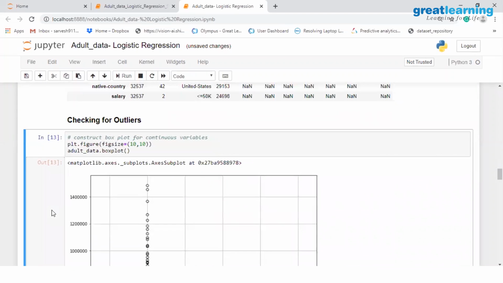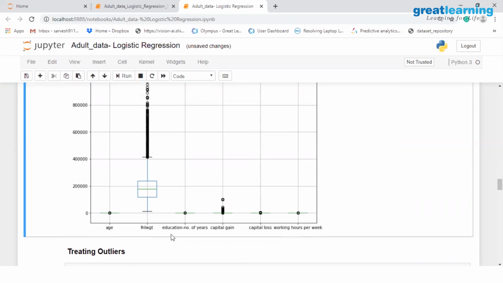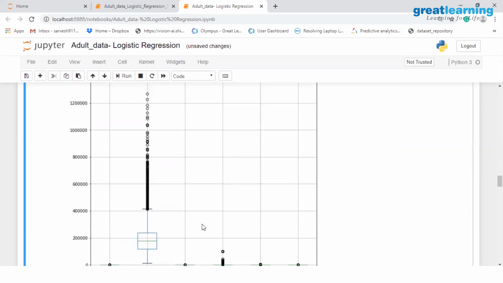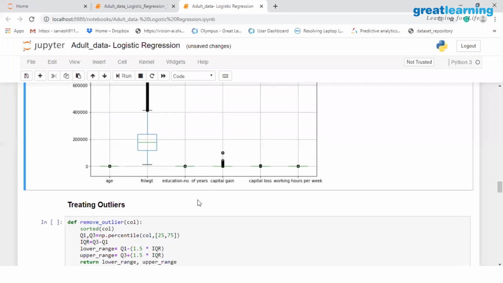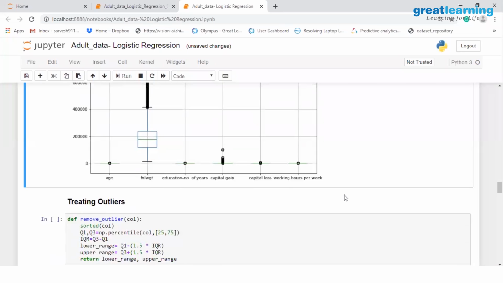Adult data dot box plot shows which values are outliers. This FNL WGT has an outlier. Is this variable actually required or not? We'll see it later. As of now, this has one outlier, this has many outliers. The major problem here is that this one dominates, so we are not able to look at the values of the others. There are outliers in capital gain, education number of years, and working hours per week.